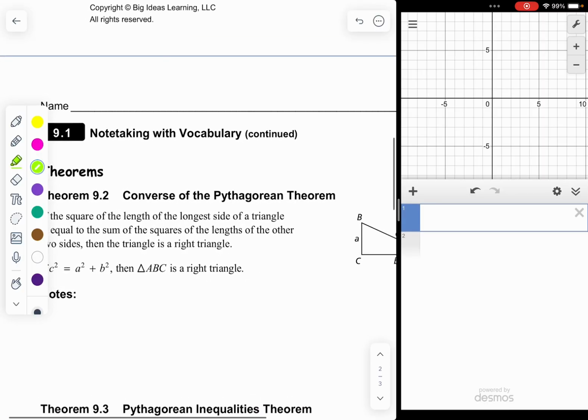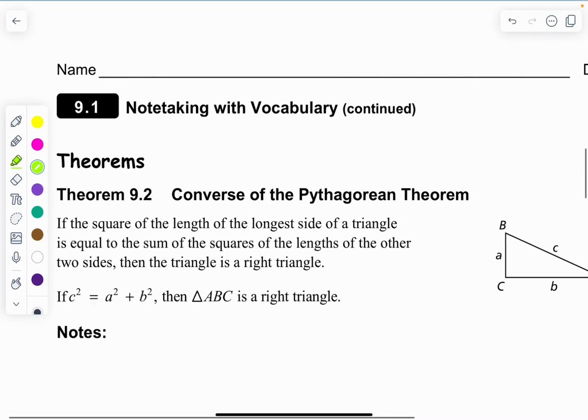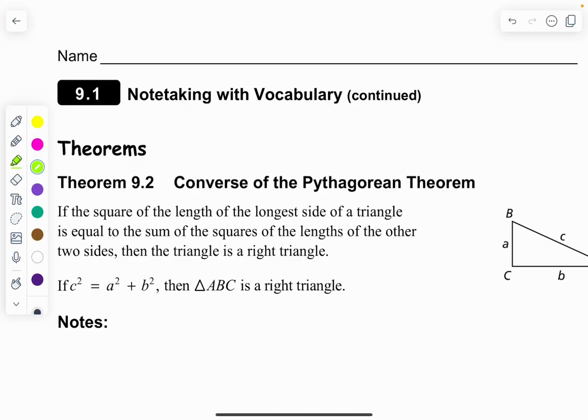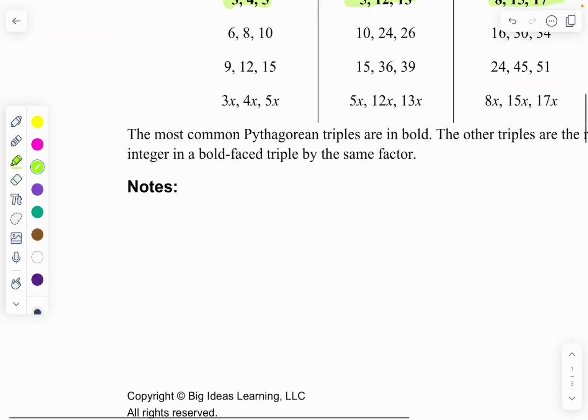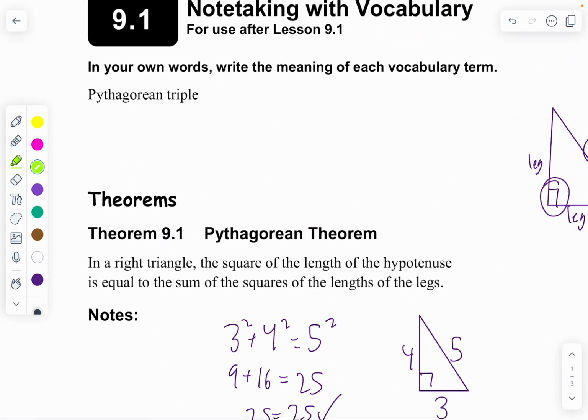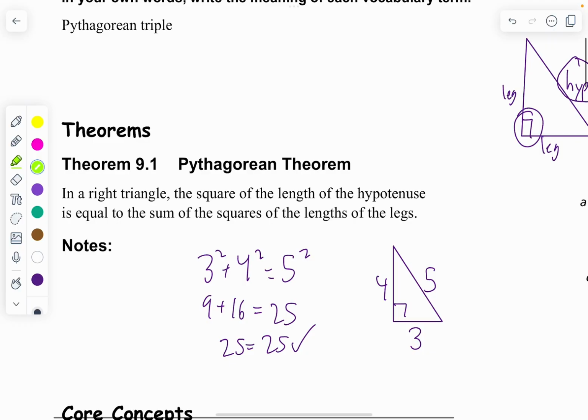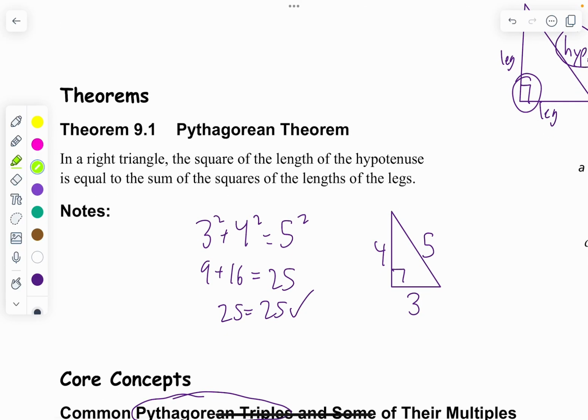So we talked about the Pythagorean theorem. What about this whole idea of the converse of the Pythagorean theorem? If you remember, converse is when we take a conditional statement and reverse it. So the Pythagorean theorem: in a right triangle, the square of the length of the hypotenuse is equal to the sum of the squares of the lengths of the legs. So if you have a right triangle, then a squared plus b squared equals c squared.